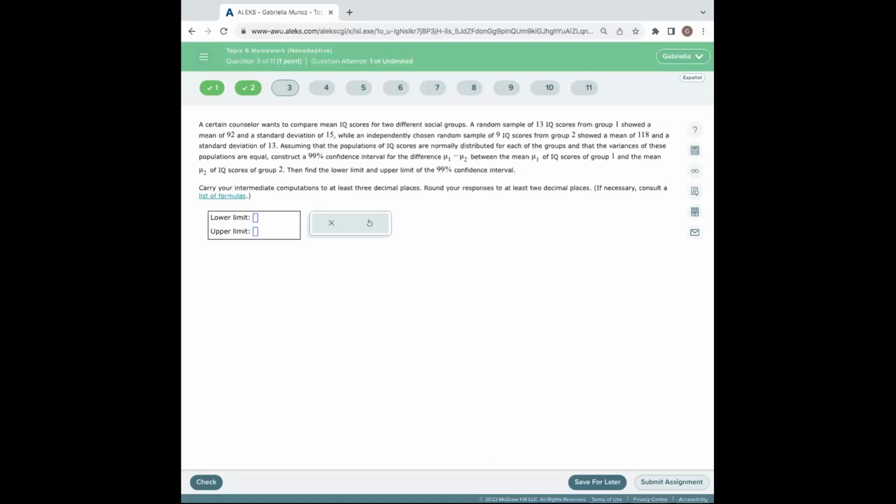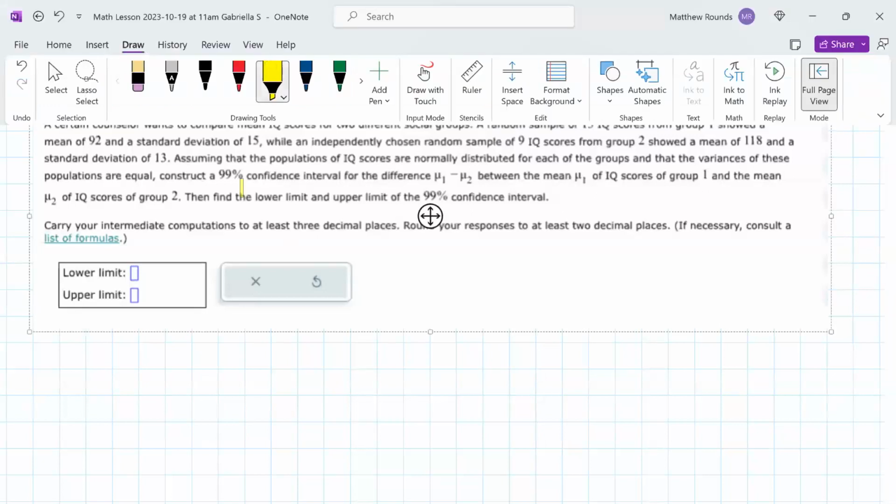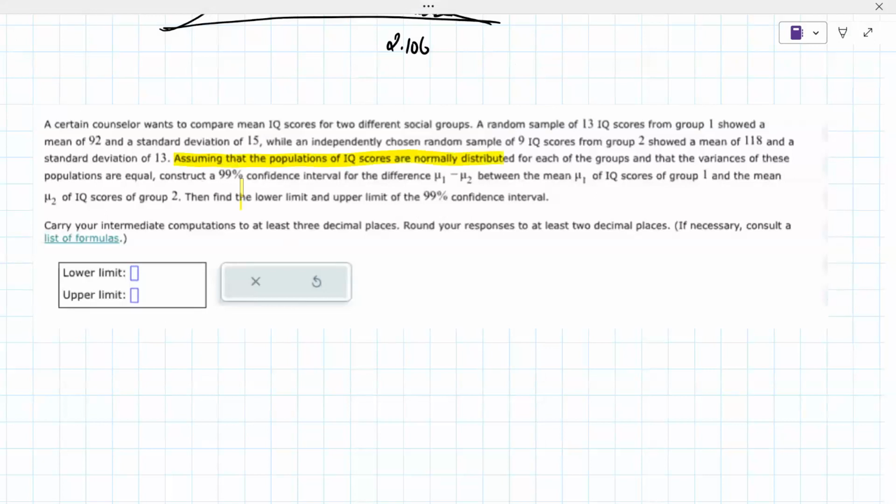Okay. Clear my screen. Show mean of 91. So this one has a different language and it says here, assume that the population scores are normally distributed and the populations are equal.